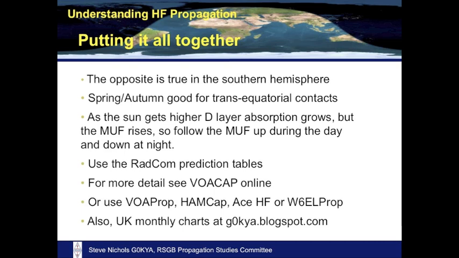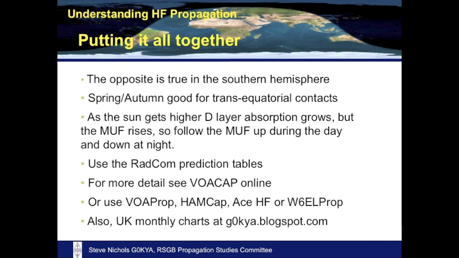Just Google VOACAP, I think it's voacap.com, and you can actually work out your own charts for any particular path. If you want your own computer program for a PC, then as we mentioned, VOACAP, HamCAP, a paid-for one is ACE-HF, and another good program that's getting a little bit old now is W6EL Prop, but it's still worth having and worth playing with.